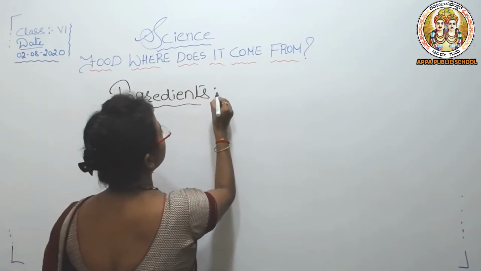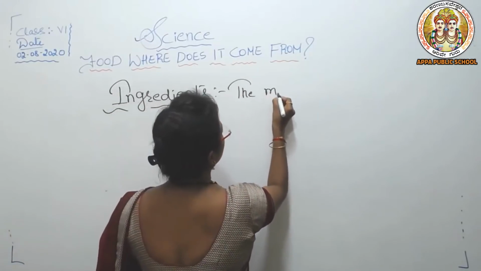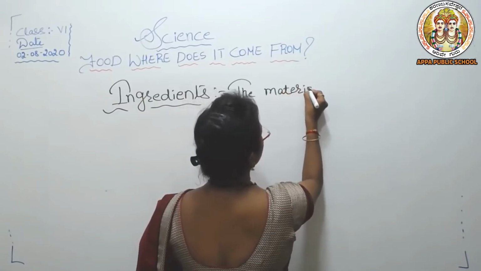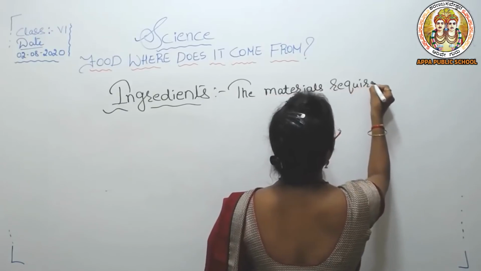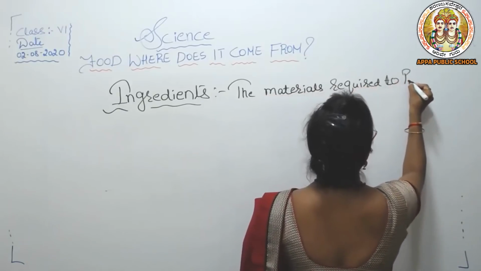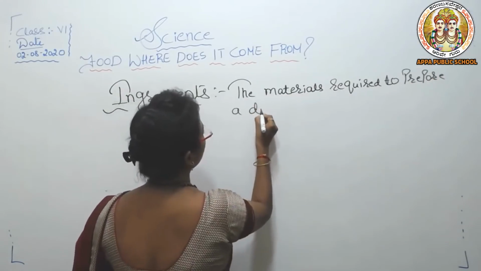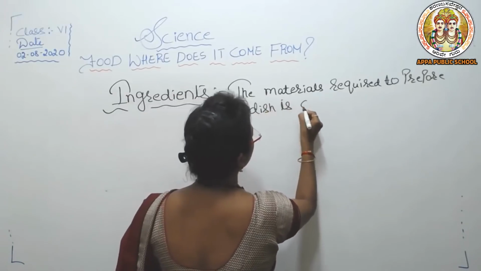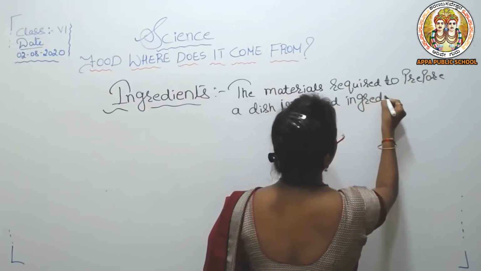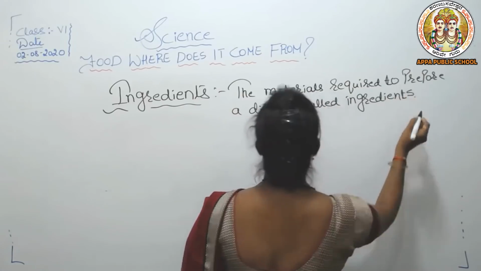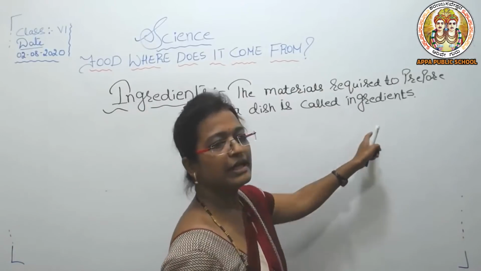So next, ingredients. What do you mean by this ingredients? Here, the definition: the materials required to prepare a dish is called ingredients. So what do you mean by ingredients? The materials required to prepare a dish is called ingredients.